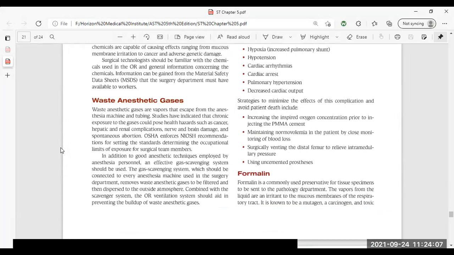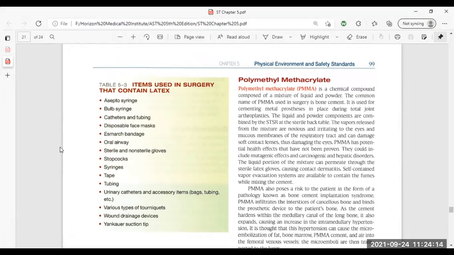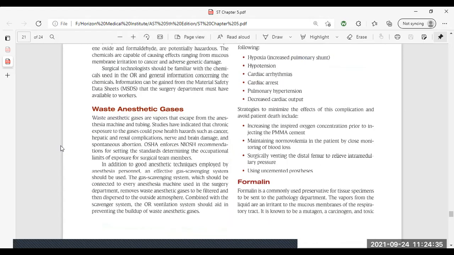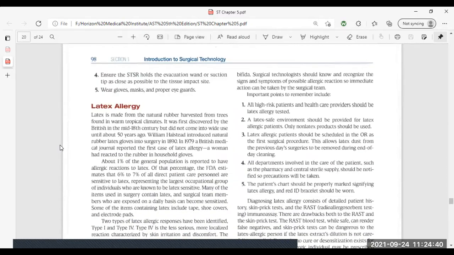Glutaraldehyde, ethylene oxide, formalin, PMMA. A lot of these are used in the OR setting. Like the PMMA is used in ortho cases as bone cement. When these are being used, you're exposing the patient and yourself, the entire staff, to some of these chemicals. So ORs have, like I said, those HEPA filters. They also have vacuum systems for the surgical plume.